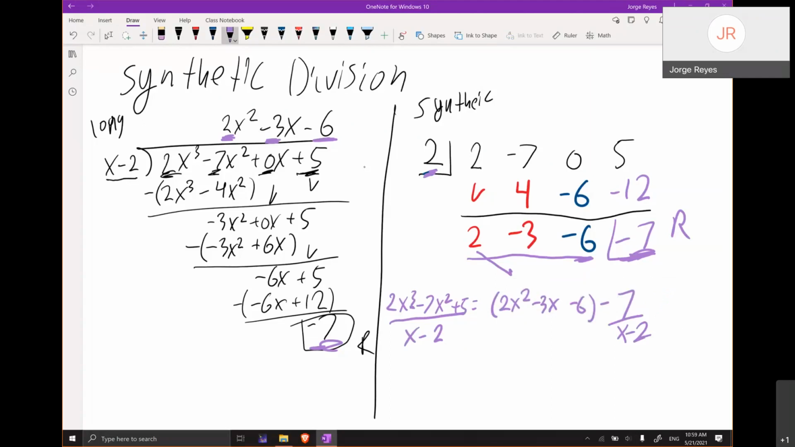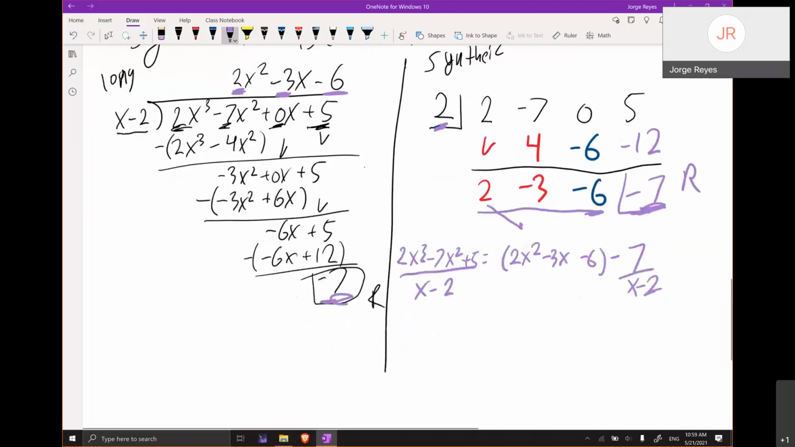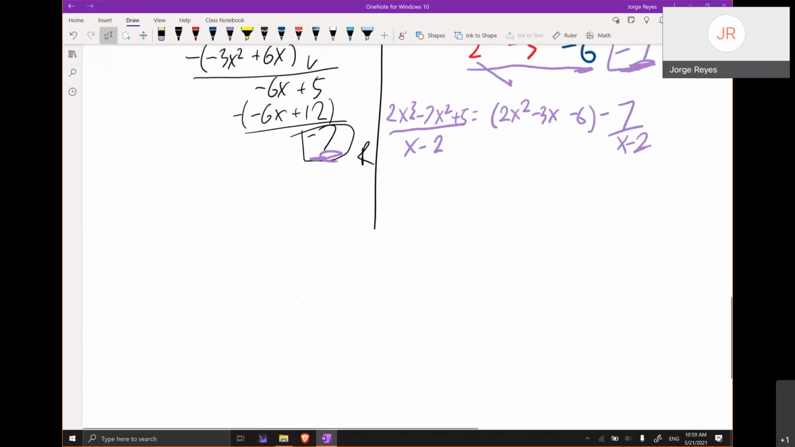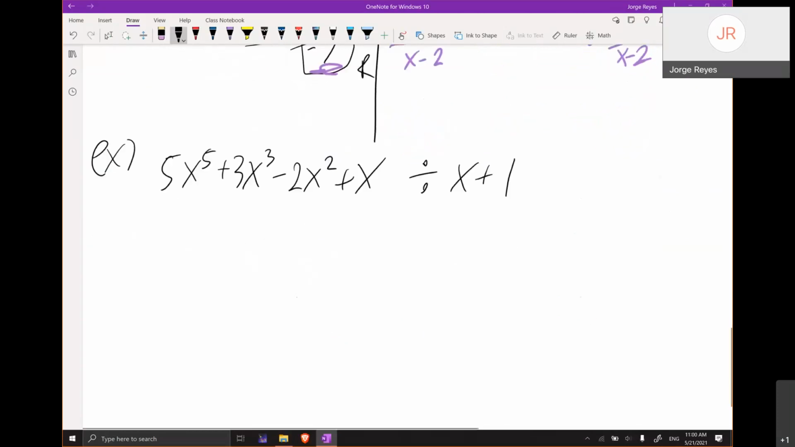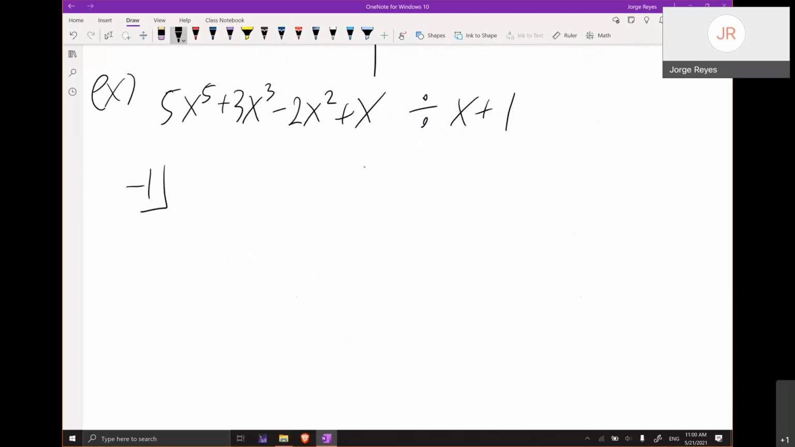Okay, so let's do some more synthetic dividing. Okay, so I want to divide 5x to the 5th plus 3x cubed minus 2x squared plus x. I want to divide this by x plus 1. Okay, so I want to do synthetic division this time. So -1, okay, remember, I'm switching signs, okay? So if I want to divide by x plus 1, I actually synthetic divide by -1. And then I write down the coefficients.